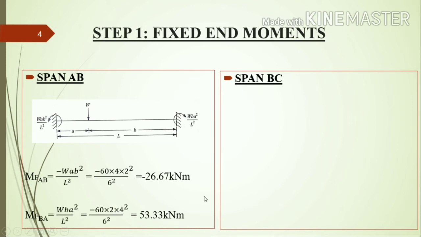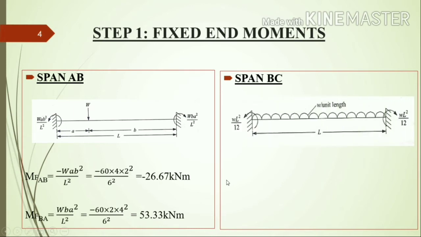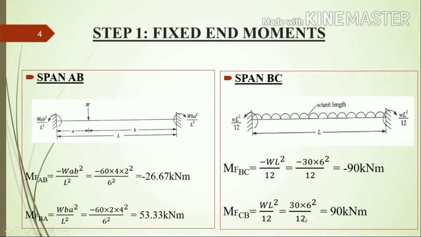Next is span BC. In span BC there is a UDL acting throughout the span. So when UDL is acting along the span, M of BC, that is the fixed end moment, is equal to minus W L square by 12. That is, here the value of W is 30 and L is given as 6 meter. Therefore we get M of BC equal to minus 90 kilonewton meter. Similarly, M of CB is equal to plus W L square by 12. We got 90 kilonewton meter as fixed end moment along the span CB.